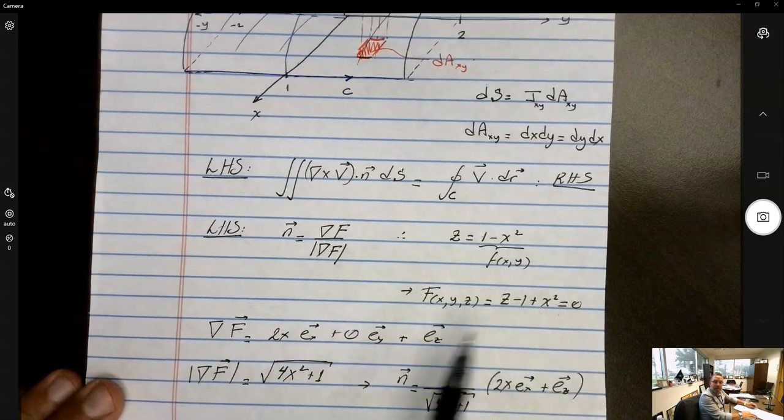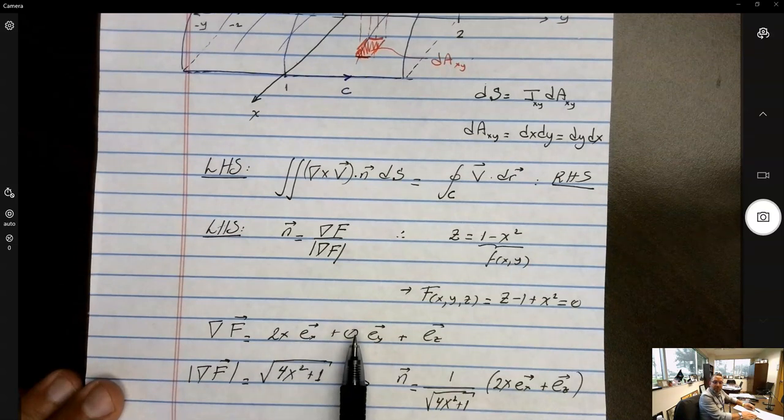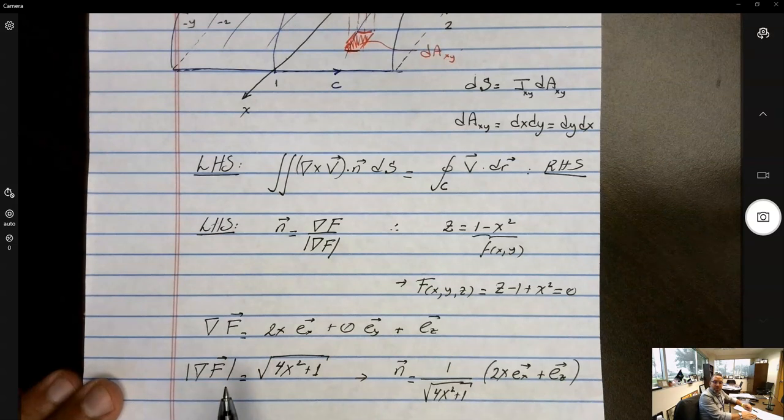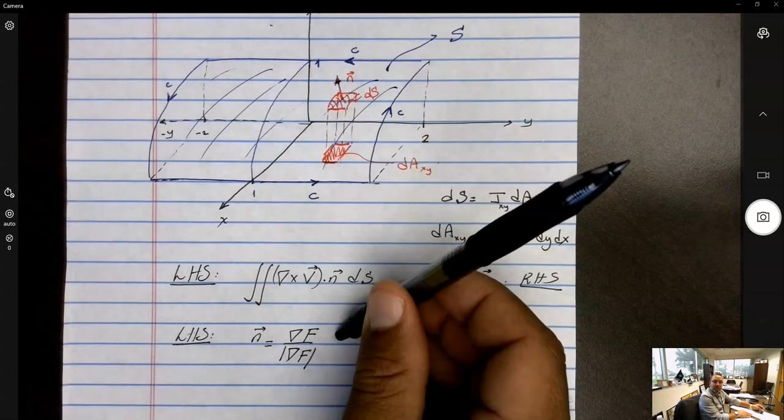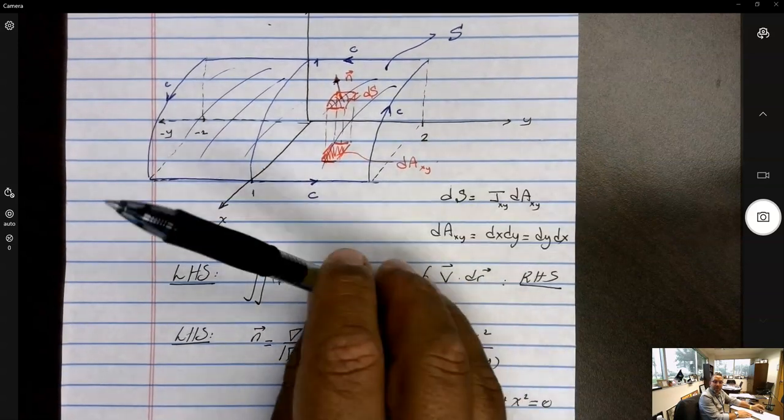The gradient of that will be 2x in the x direction, 0 in the y, and 1 in the z. And the magnitude of that is the square root of 4x squared plus 1. Those are the three components of the normal vector. Notice that there's no component in the y direction. That normal vector has no component in the y direction. It basically doesn't tilt in the y-axis.